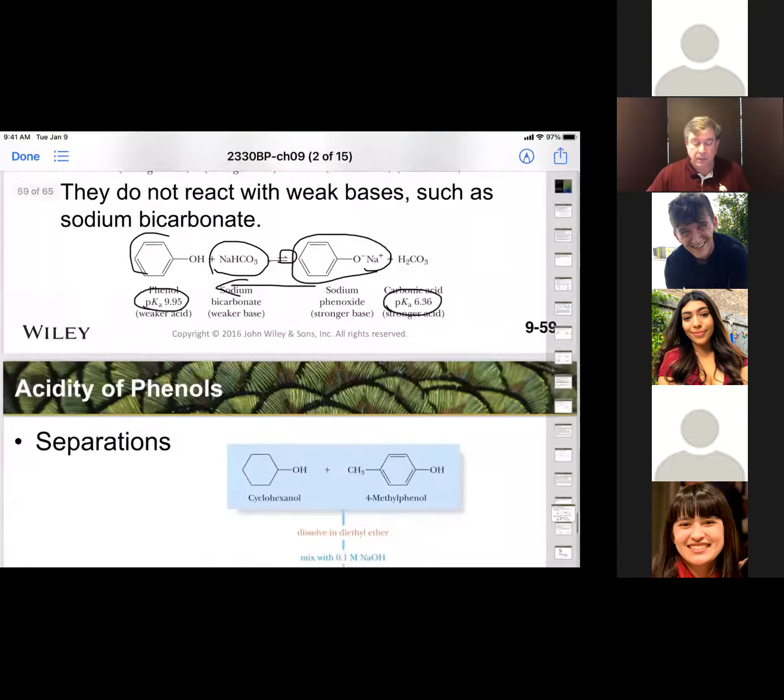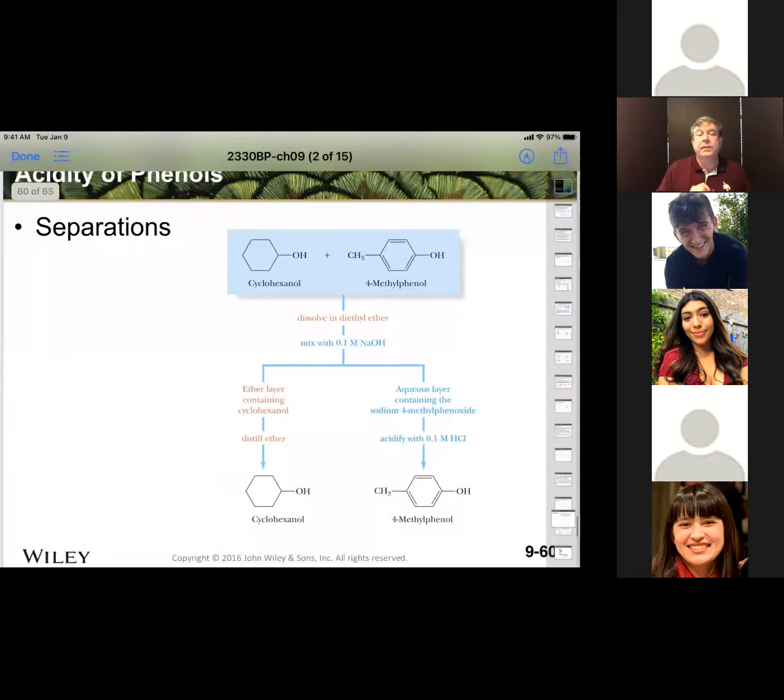Okay. So we can use that to our advantage, okay? Because regular alcohols do not deprotonate with sodium hydroxide, but phenols are acidic enough to deprotonate with that. So if we had a mixture of 2 components, this is just cyclohexanol. So that's going to have a pKa of above water, so it's going to be above 15.7.